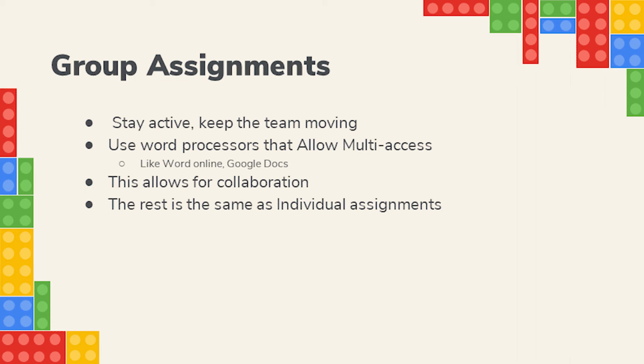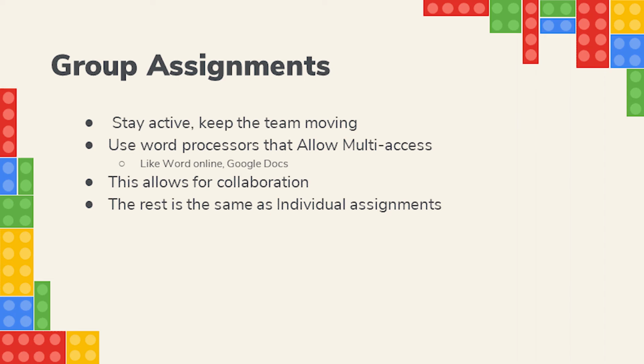The same reference applies to the group assignment. The only new skill you need is to keep the team moving and keep sharing what you're doing. If you're using a good writing tool, a word processor that has multi-access, like MS Word and Google Doc give you, you can work collaboratively. You keep the team moving and make sure everybody is aware of what you're doing, because you don't want to do something the other person is already doing, or have somebody falling behind.